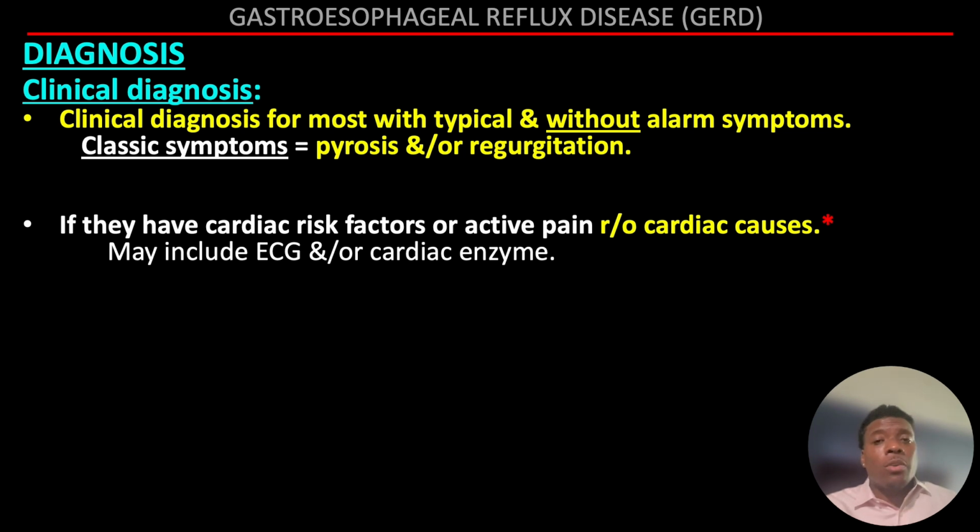Now, if it's classic GERD, it is a clinical diagnosis. If they have classic symptoms, again, heartburn and/or regurgitation without the alarm symptoms, very important. Classic symptoms without alarm symptoms, you can make a clinical diagnosis of GERD. But again, we always try to rule out cardiac causes, especially if they have cardiac risk factors or if they're having active chest pain, because again, GERD is the most common non-cardiac cause of chest pain. And that may include getting an EKG and/or enzymes depending on the clinical situation.